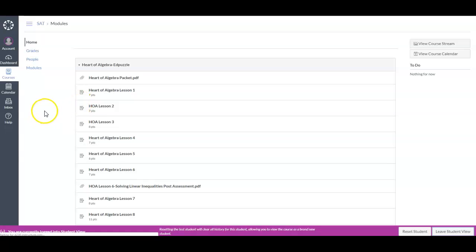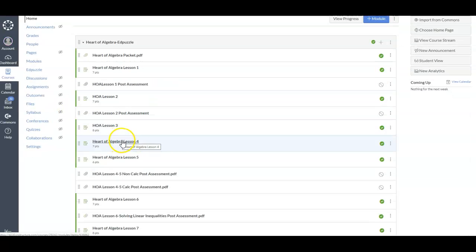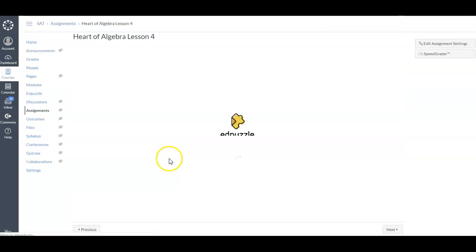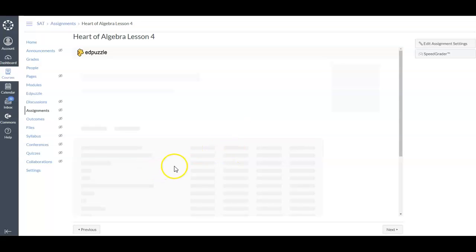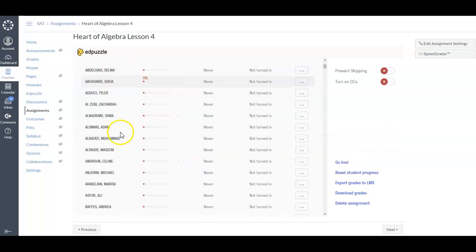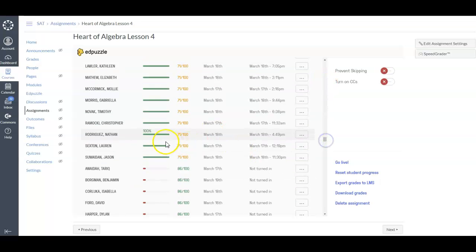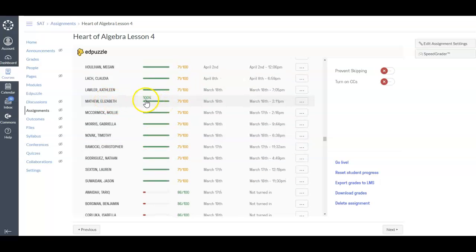Well, if I go to the teacher view, what the teachers can do is, on their Canvas page, when they click on Heart of Algebra, it pops up with the student data. So right away, I can see what students watched the lesson, and what students attempted the lessons. So you can see this student watched 100% of the video and got a 71% on the questions in the video.